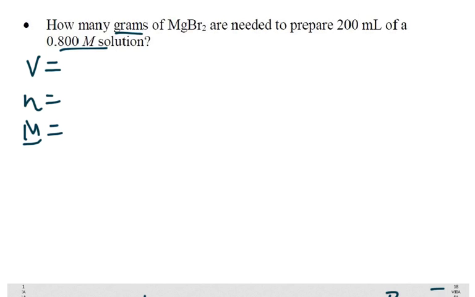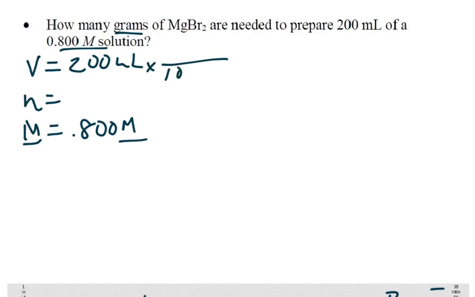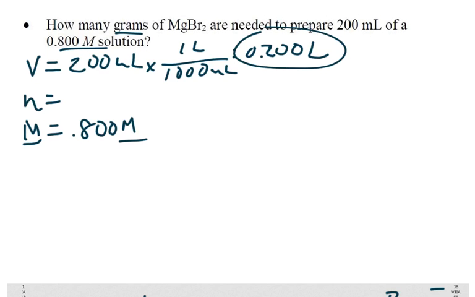Now I can see right here, here's 0.800 molar. So I have that there. And it's a 200 milliliter solution. Okay, so I'll write 200 milliliters. But the definition of molarity has moles per liter. So I'm going to have to change this into liters. So I'm going to divide by 1,000. And that's going to give me 0.200 liters. So that's the number I'm going to use, 0.2 liters and 0.8 molar. And I'm looking for my moles. That's the only thing that's missing.